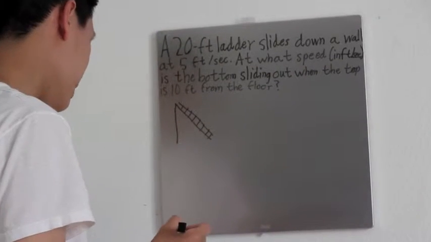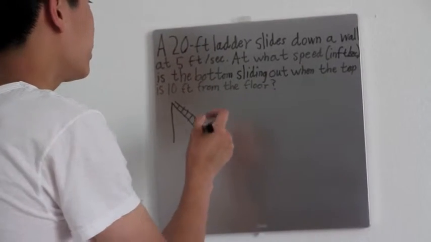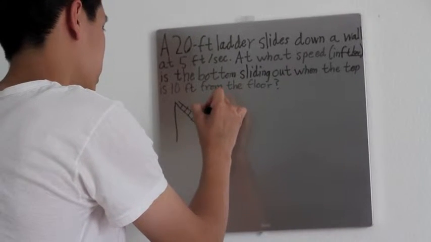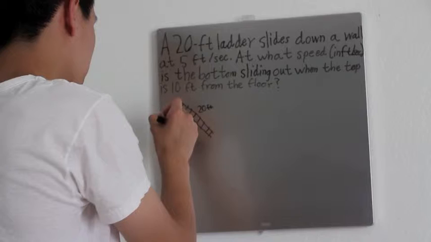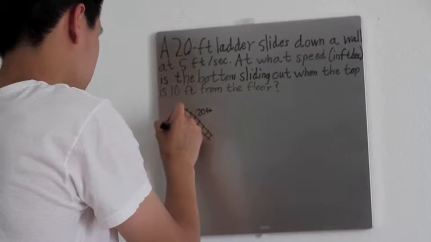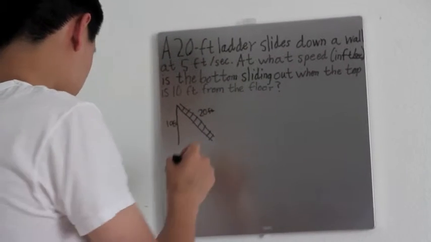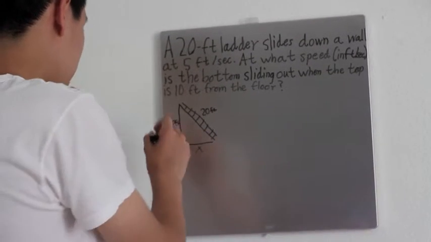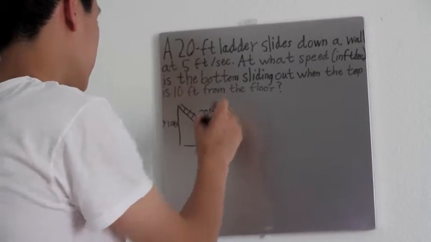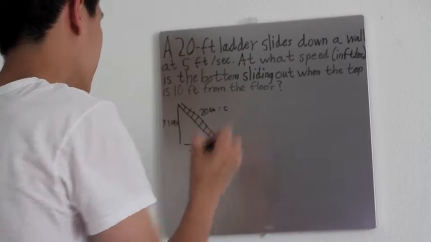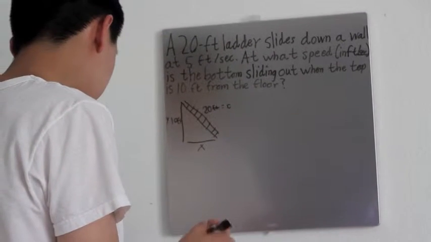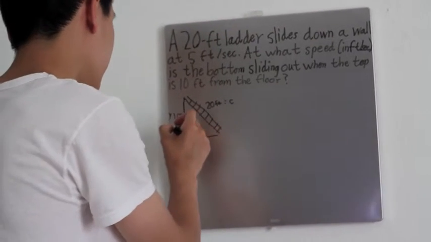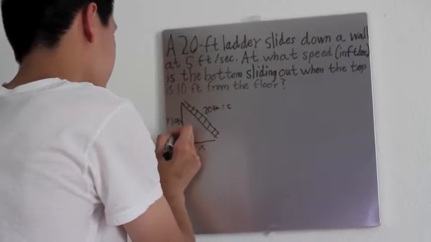And then we label the picture. The ladder is 20 feet and it's a constant. The wall is 10 feet. And this is X. This is Y. And this is C. And the ladder is falling down at 5 feet a second, so dy dt will be -5.